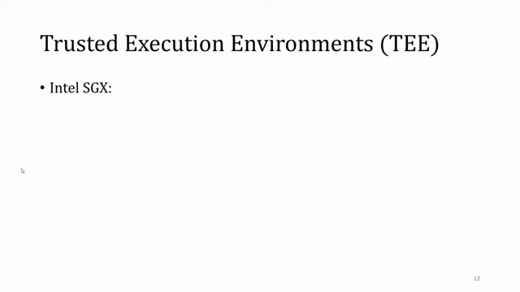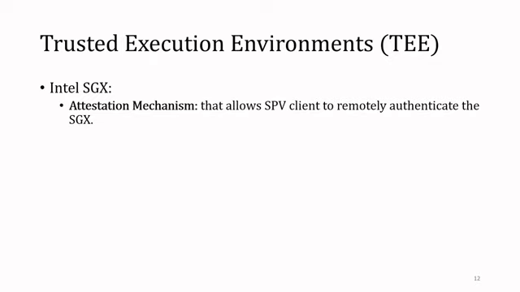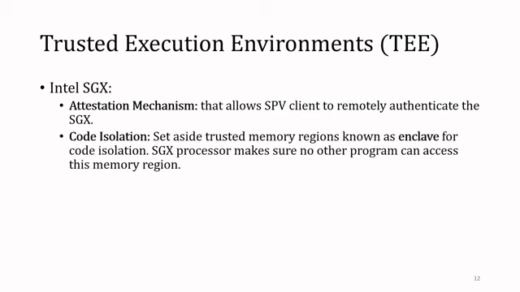Next, we discuss the trusted execution environment. For this work, we use Intel SGX as our instance of TEE. There are two important properties that we need from Intel SGX. First is the attestation mechanism, so Intel SGX allows a client to remotely authenticate the SGX. Secondly is code isolation. Intel SGX can set aside dedicated memory regions known as enclaves for code isolation. The SGX processor makes sure that no other program can access this memory region.